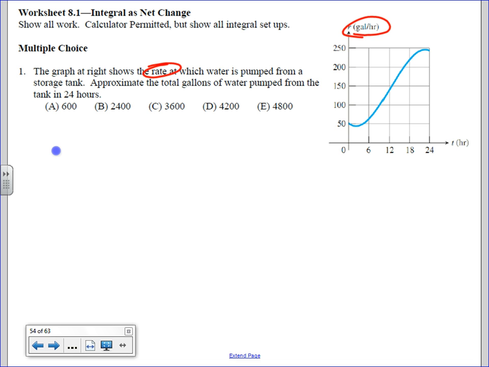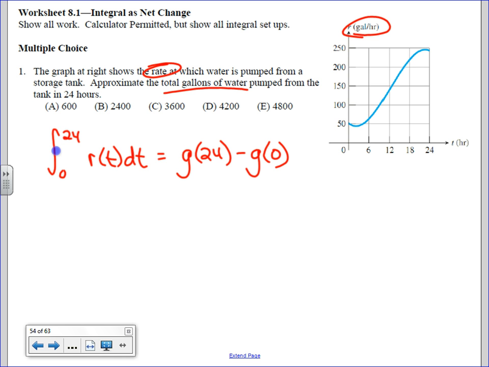To approximate the total gallons. Wait a minute, how can I find gallons if I have gallons per hour? Antiderivative, right? So approximate, well, if I could do it perfectly, I would go from 0 to 24 of R of t dt. Aw, they didn't give me a function. Yeah, they like to do that. I would take the integral if I could, but do I know the function? No. And this would equal the change in the number of gallons between 24 and 0, right?